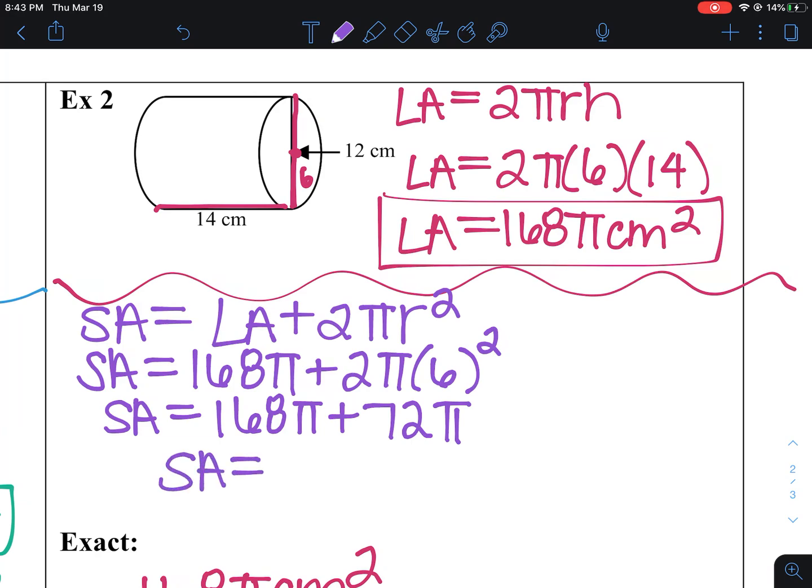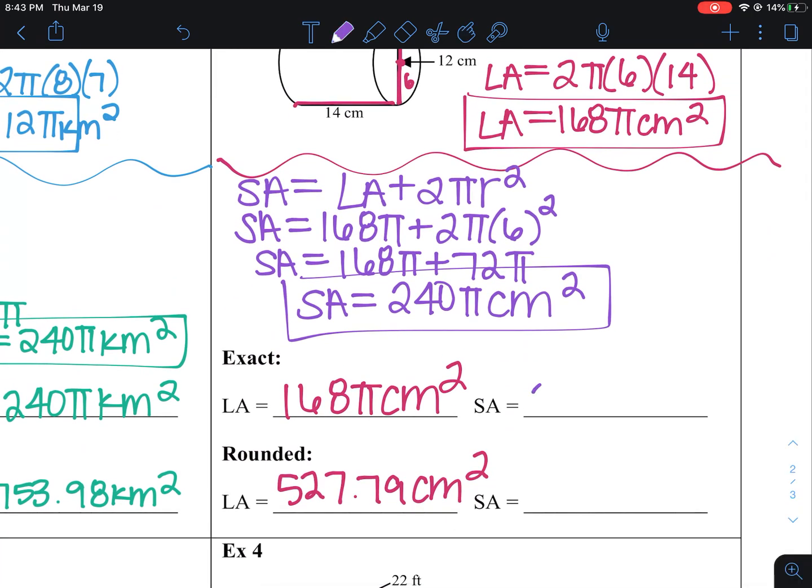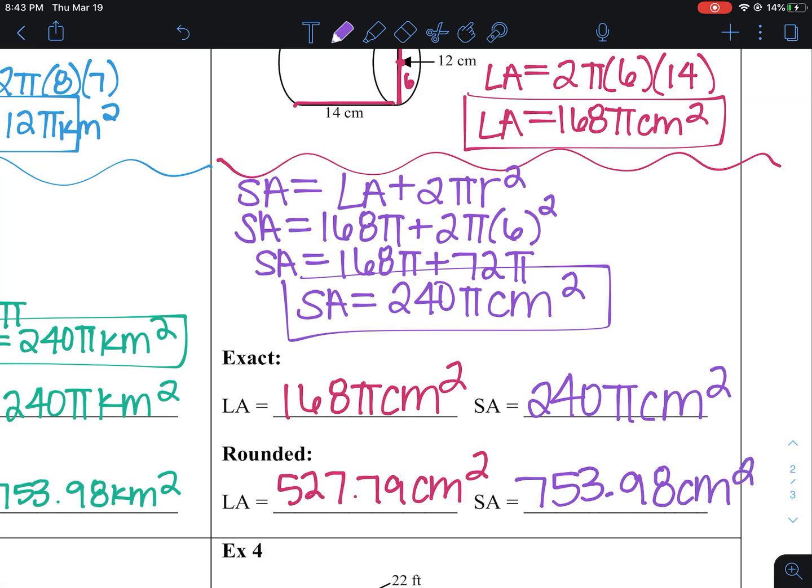When you combine these, so 168 plus 72, that's 240 pi. Centimeters squared. So that's the exact answer. 240 pi centimeters squared. And in order to get the rounded, just type that in the calculator. 240 pi, which is, oh yeah, we just did in the last one, 753.98 centimeters squared.